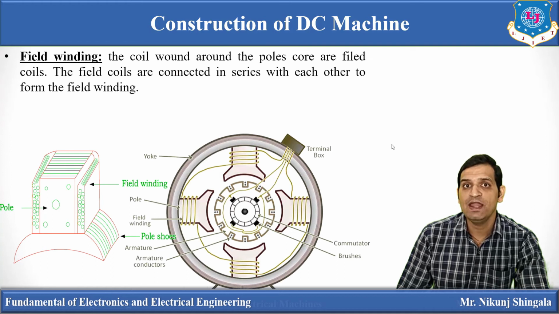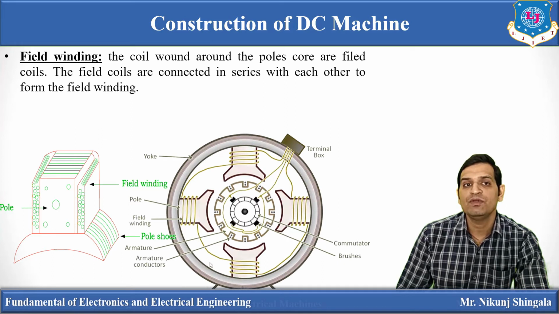Next one is the field winding. The coil wound around the pole core is known as a field coil. All these field coils are connected in series to form the field winding.